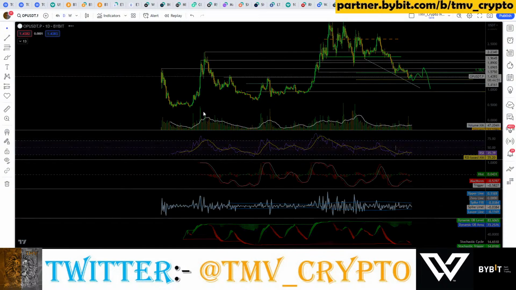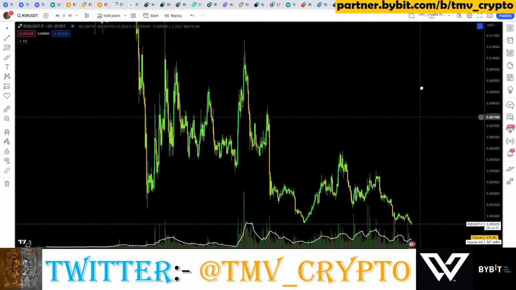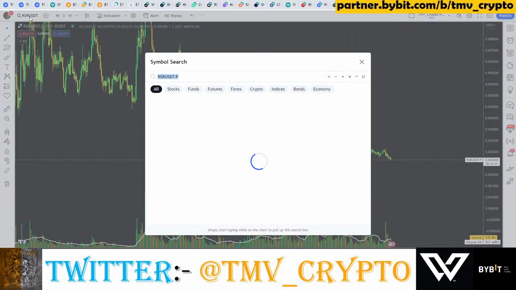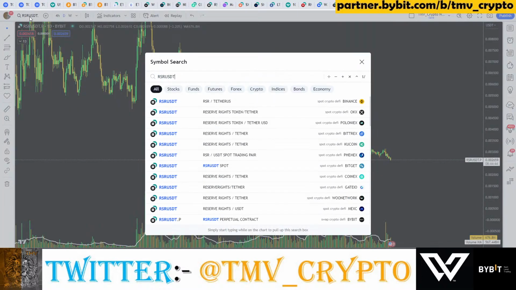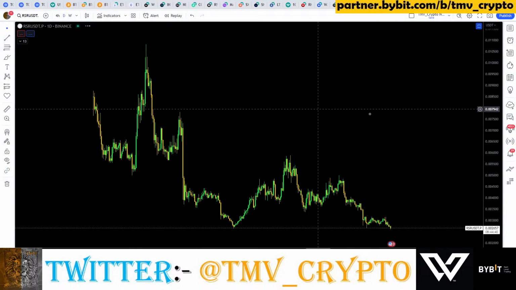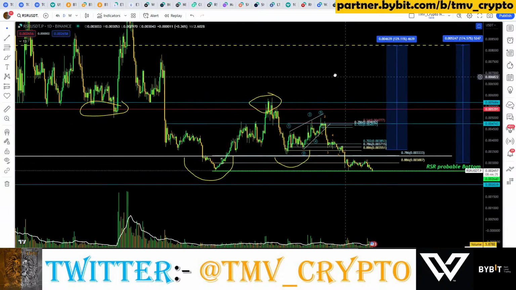RSR. Perfect. RSR, you know, why the chart is not there? I think it's on Binance. Or what? Probably it is there on Binance. Yeah, they have this chart on Binance.